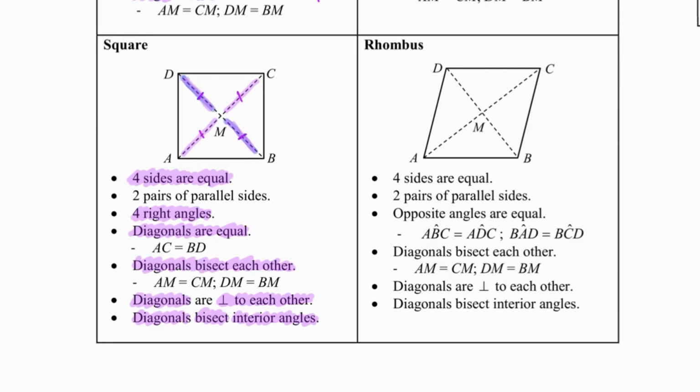Next thing to take note of is they are 90 degree, 90 degree, 90 degree, 90 degree. So this only works for square. Okay, I repeat, only for square. And they bisect the interior angles, meaning that this is going to be 45 degree and 45 degree. Again, this only works for a square.